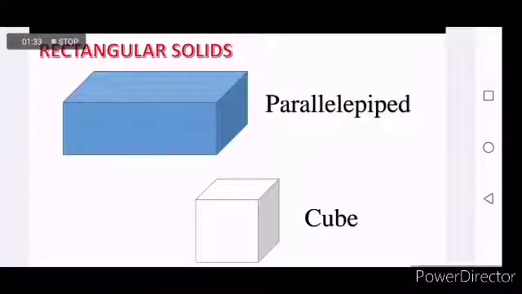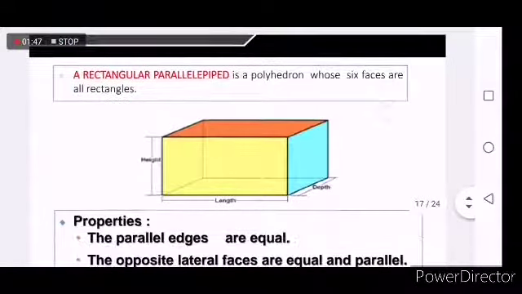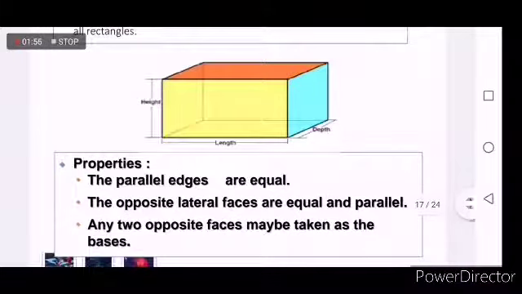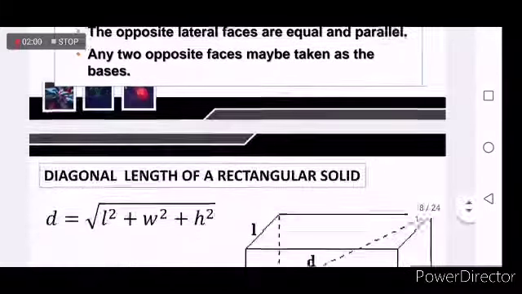At dito tayo magfo-focus ngayon sa video na to. The rectangular prism called Parallelepiped and the other one which is called cube. Tama, no? Hindi parallelepiped ang basa dyan, kundi Parallelepiped. So, a rectangular parallelepiped is a polyhedron whose 6 faces are all rectangles. Okay? And here we have 3 dimensions, of course. The length, the height, and the depth.